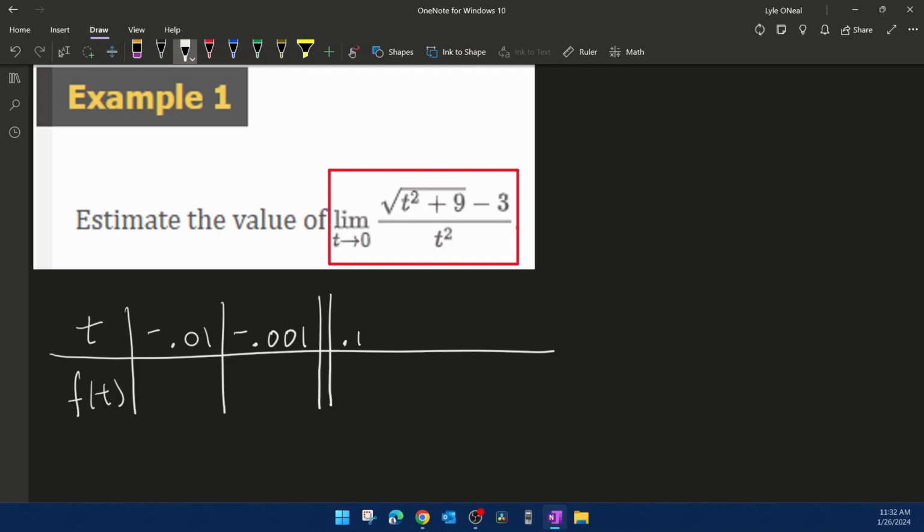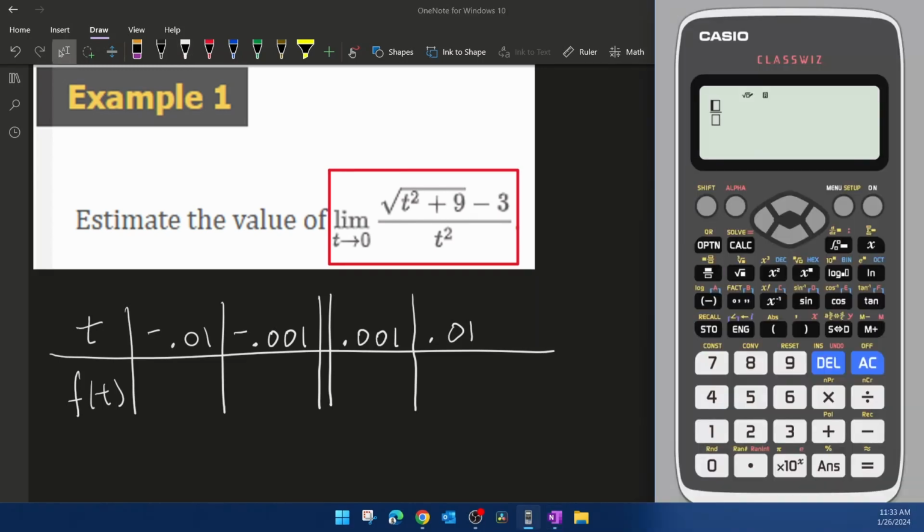I'm going to use two double bars there to indicate that we're skipping over 0 and then going to come in from the right. It is a good idea to be symmetric, so these values would be equidistant from 0 on either side of 0. Using 0.01 as our other value, now we need to calculate the function values with these t values and see what the height is approaching.